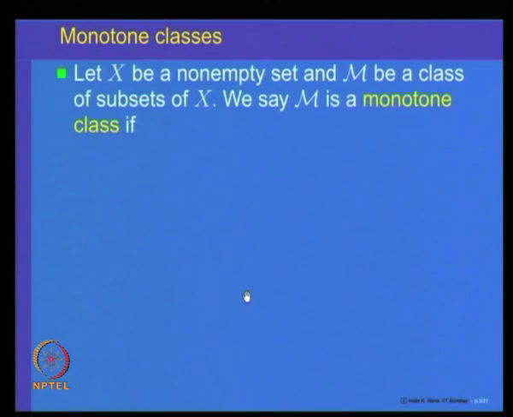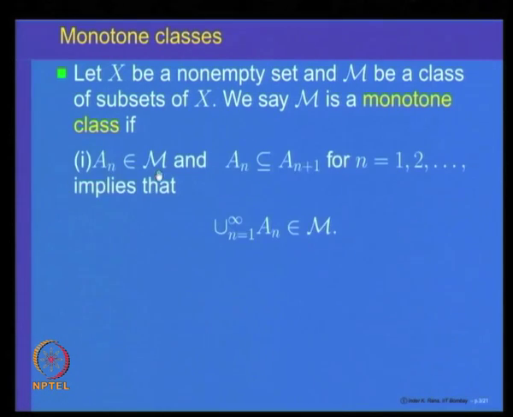A monotone class is a collection of subsets of a set X. Let us denote that collection of subsets by M. So, M is a collection of subsets of X, and we say it is a monotone class if it has the following two properties. One, whenever there is a sequence of sets A n belonging to M, and the sequence is increasing, that means for every n, A n is a subset of A n plus 1, then we demand that the union of these sets A n's also belongs to M.